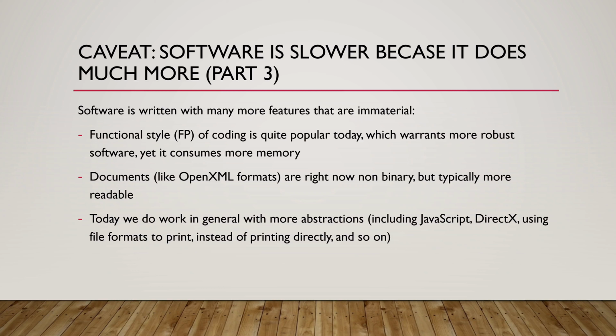And at last, in general, we work with more abstractions. We code most of the time with higher level languages today, like Java, JavaScript, C#. We don't code directly for the hardware. We use high level APIs, like DirectX. Very often, when we print something, we generate a PDF, and it's also very important to have it as a PDF because you can attach it to an email if the software requires, and so on.